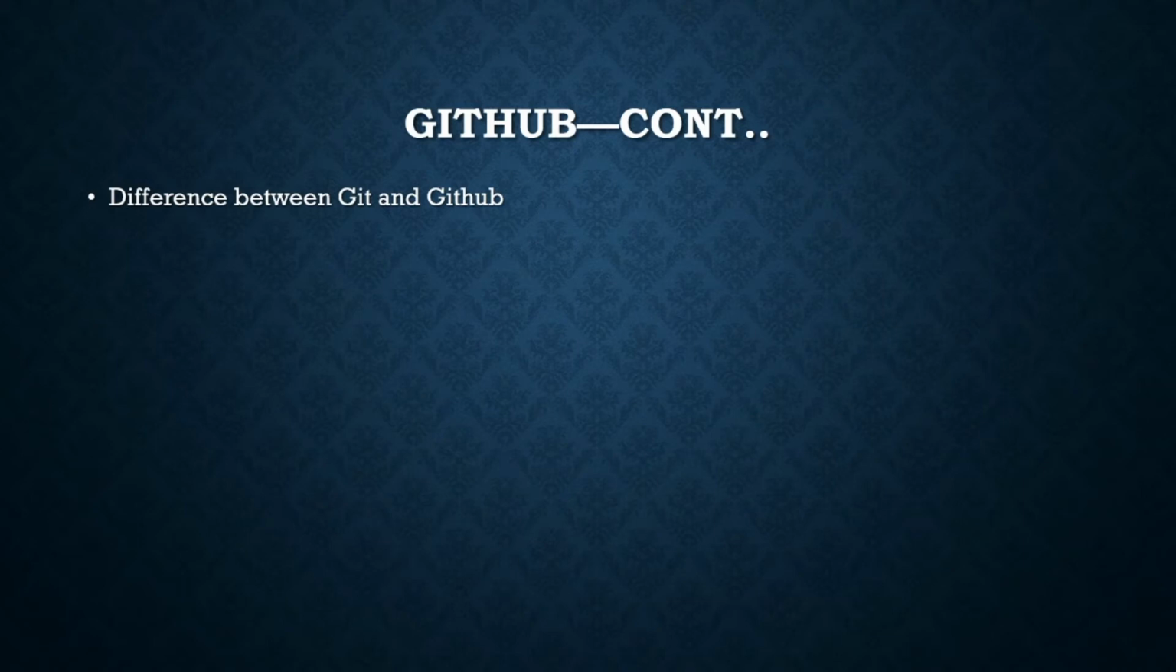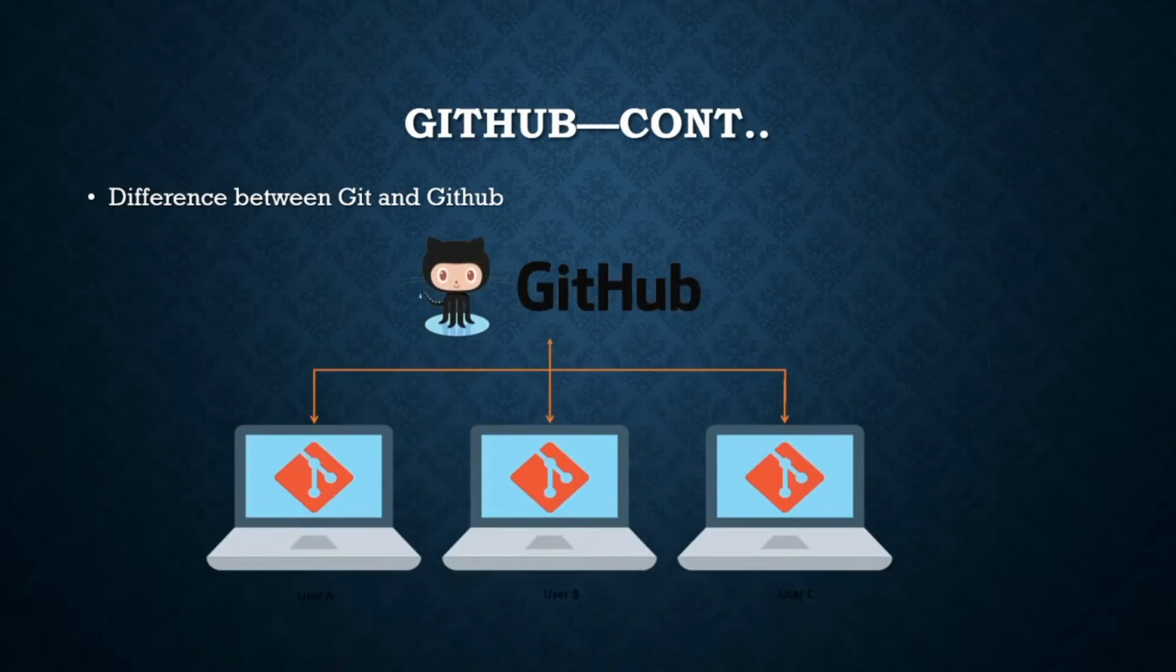So that's how we make sure everyone has the latest code. That's how we collaborate with our team members. Another feature is that GitHub provides a lot of collaboration options. We will come to that. Okay, so I hope you understand the difference between Git and GitHub. If you see this picture, it will be more clear.